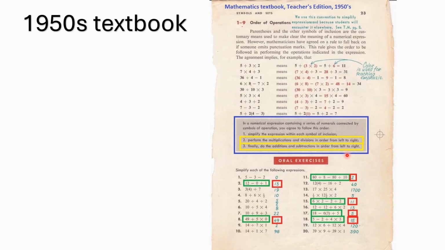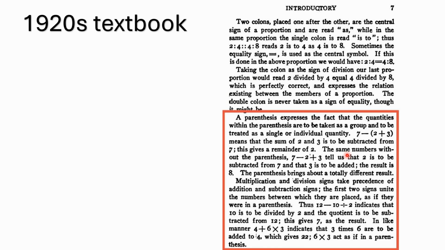Unfortunately, people forget what they were taught. I get it. It happens. Here's a 1920s textbook, okay, going through all this stuff. And they mention the order of operations, and they even give two great examples. Right here it says, thus, 12 minus 10 divided by 2 indicates that 10 is to be divided by 2 and the quotient is to be subtracted from 12. This gives 7 as a result.